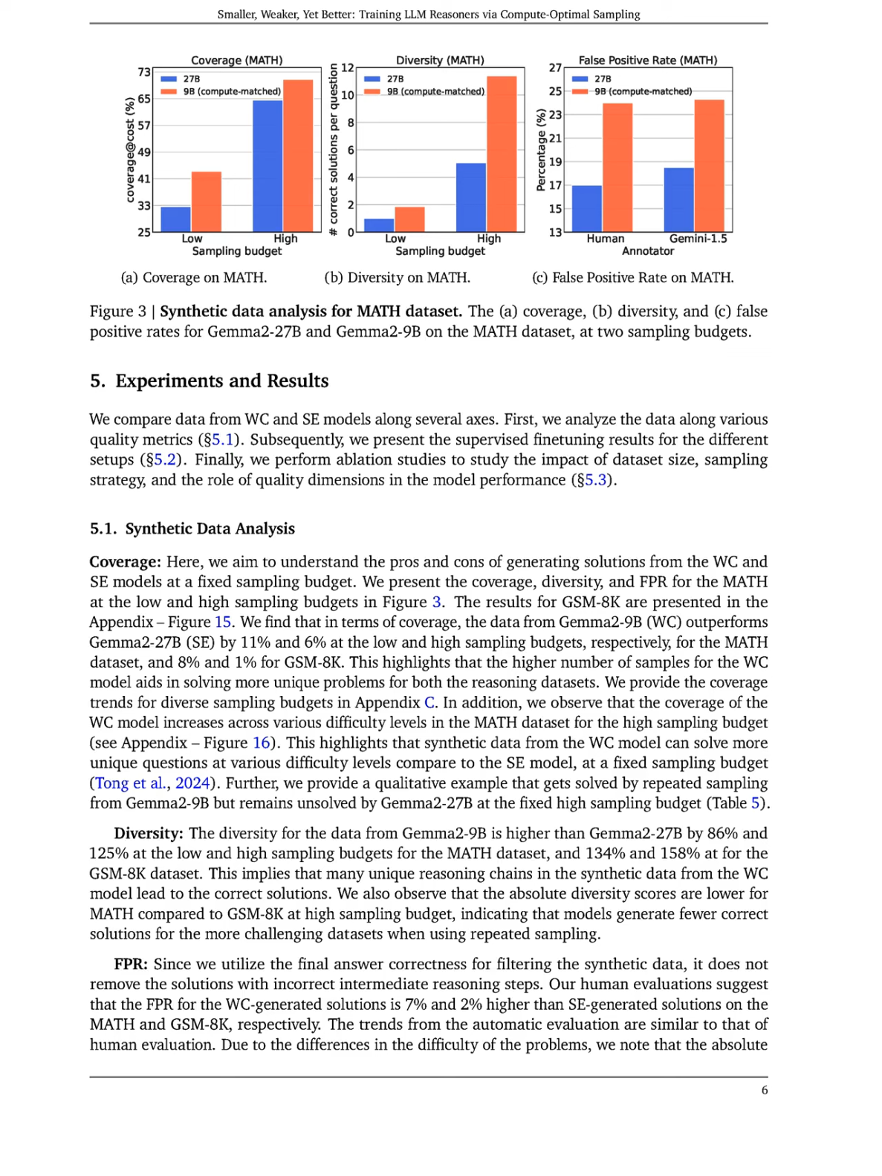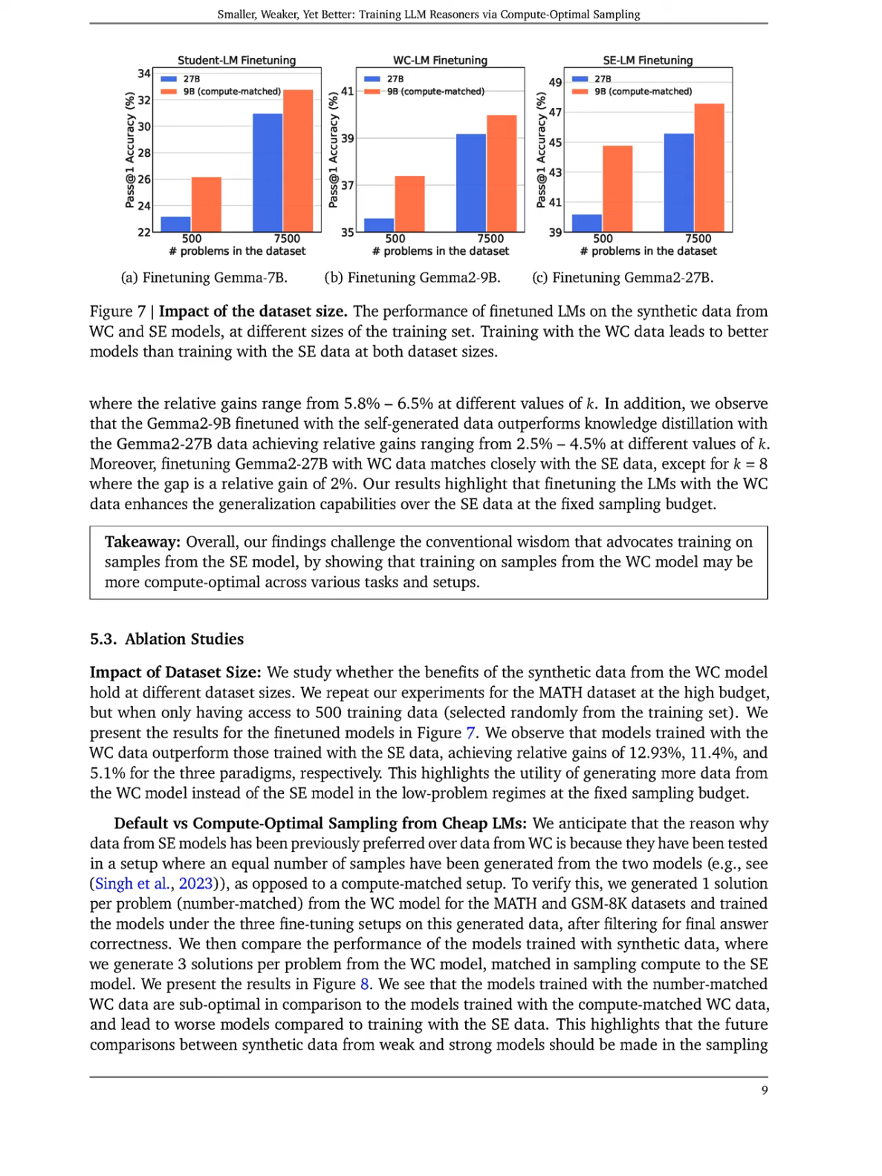Training with the WC model data offers significant advantages over the SE model data in terms of both coverage and diversity. Specifically, the data generated from the Gemma 2-9b WC model outperforms the Gemma 2-27b SE model by achieving 11% higher coverage and 86% higher diversity at a low sampling budget for the math dataset. These benefits are quantified by measuring the number of unique problems solved, coverage, and the average number of unique correct solutions obtained per problem, diversity.